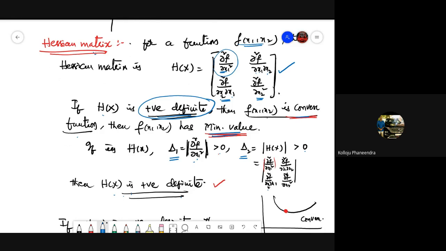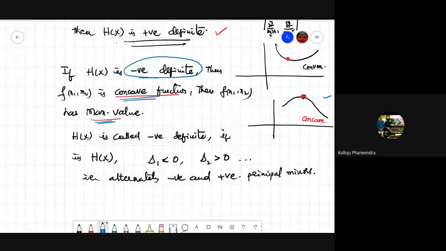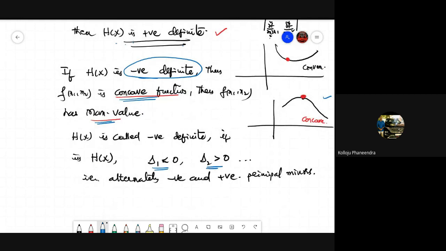Now another one, negative definite. When H of x is negative definite, the function is called a concave function. Then it has a maximum value. The shapes of a convex function and a concave function look like this. And it is called negative definite if the principal minors are alternately negative and positive.